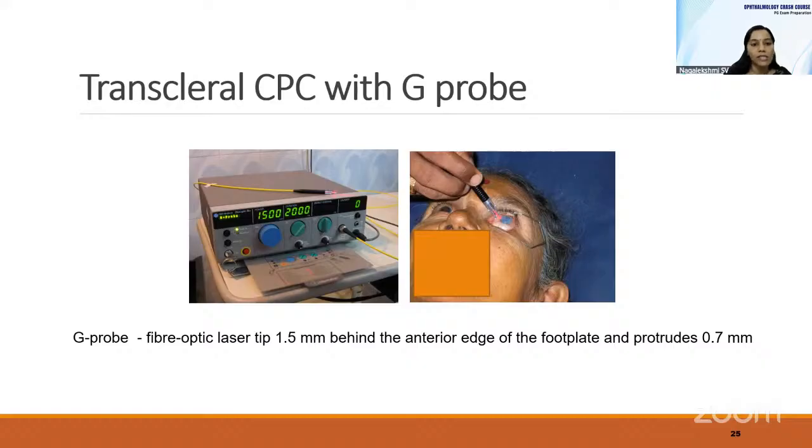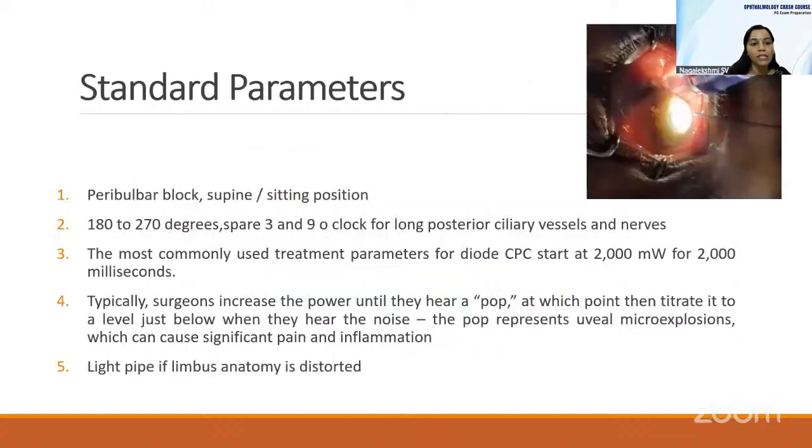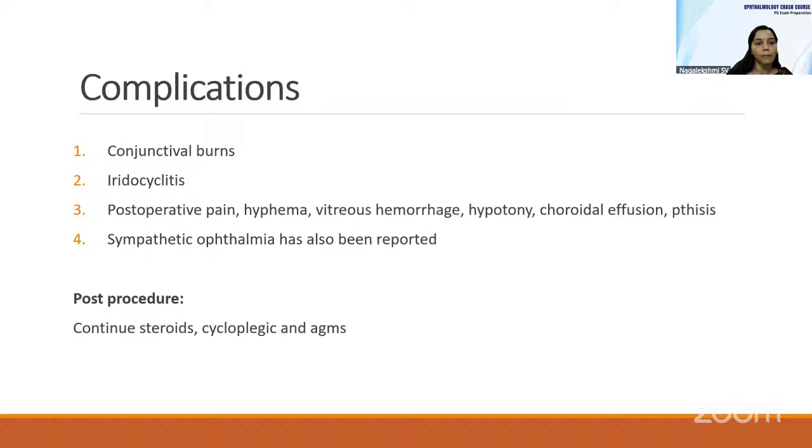So you have the transscleral CPC where the G probe is used 1.5 millimeters behind the anterior edge of the footplate. Peribulbar block is preferred because the procedure is painful. 180 to 270 degrees are targeted, and we generally avoid the 3 and 9 o'clock positions because of the presence of long posterior ciliary vessels and nerves. We start with 2000 and then titrate it till a pop sound is heard, and then tone it down. In patients where the limbus anatomy is distorted, we can consider using a light pipe.